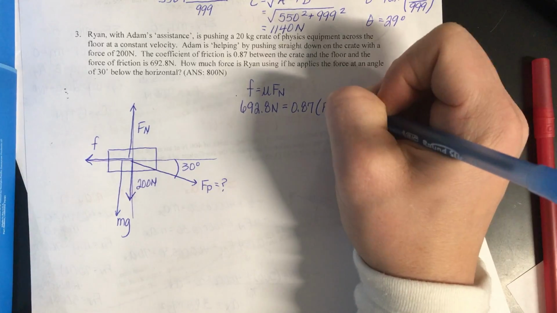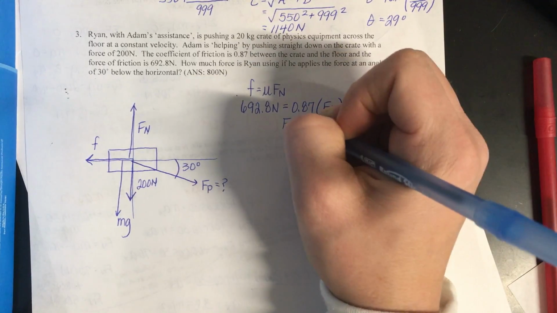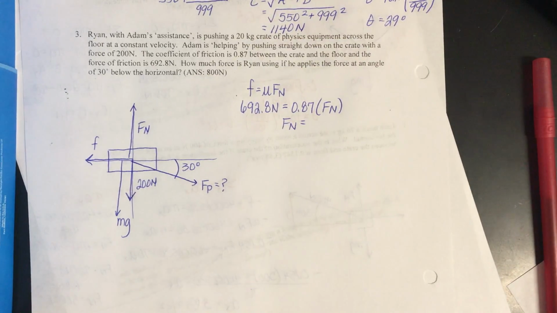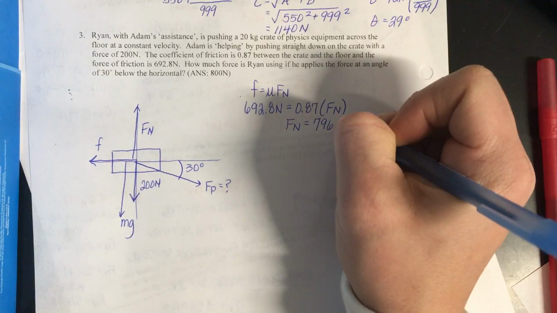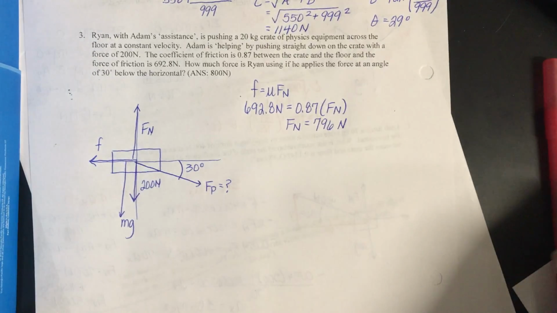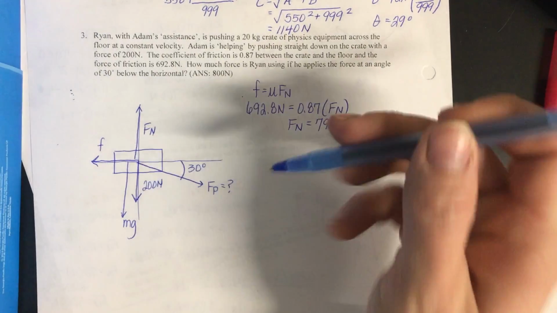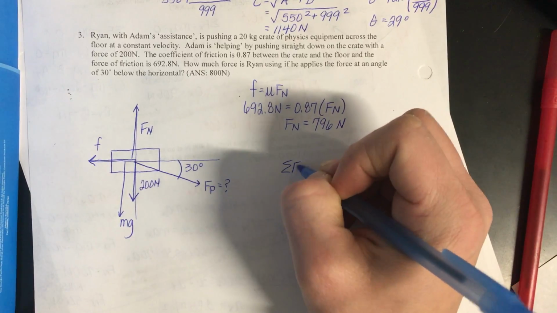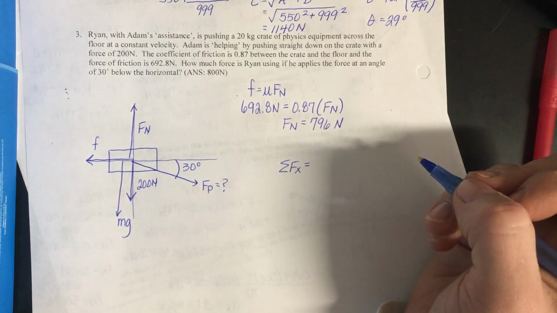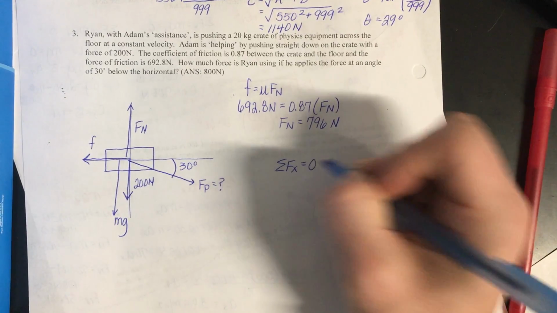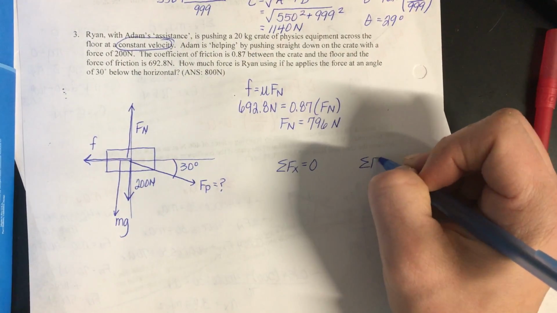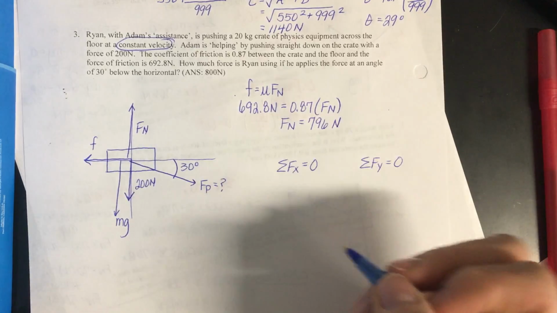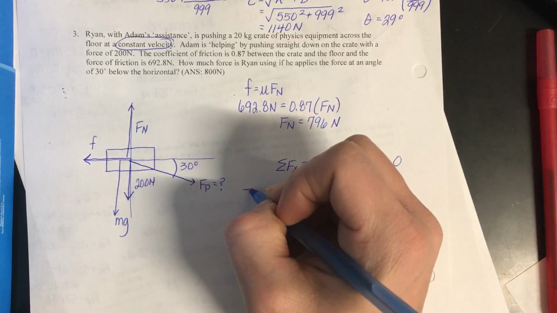And so you could, right off the bat, solve for the normal force. The normal force here would be 796 newtons. So again, you have an angle, so you should be thinking right away, sum of the forces in the x direction is equal to 0 because it says constant velocity, and sum of the forces in the y direction is also equal to 0. So let's split our forces up.